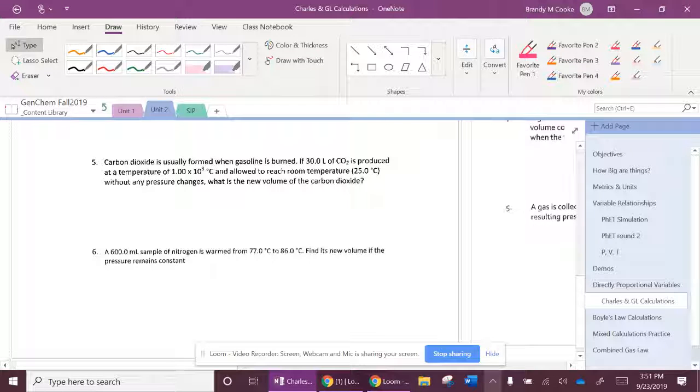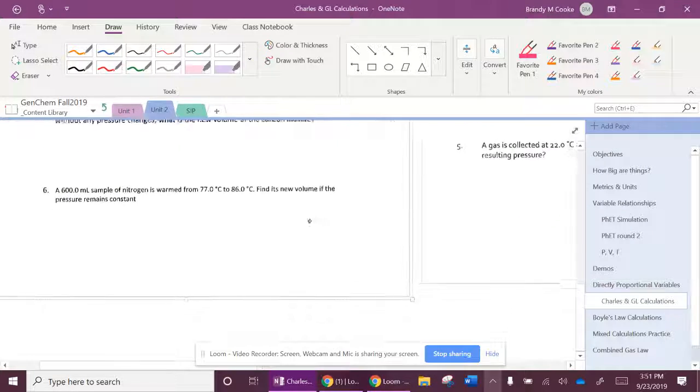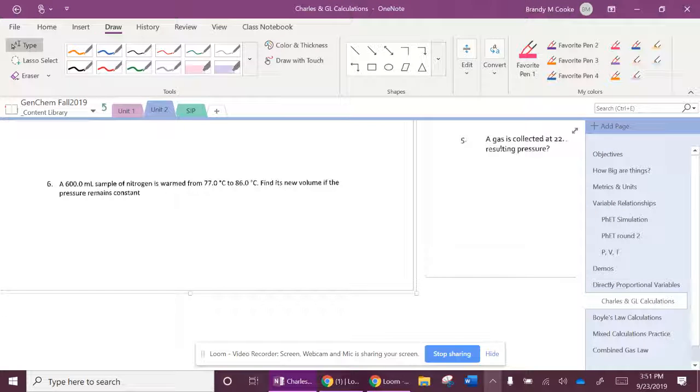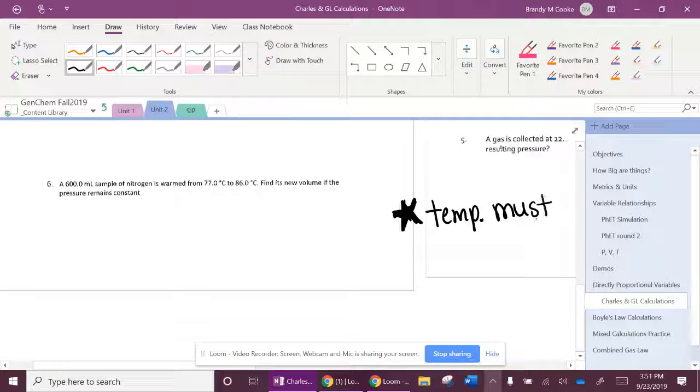Hey everyone, in this video we're going to go through some gas law calculations, specifically with Charles' and Gay-Lussac's laws. So the first thing that you need to keep in mind anytime we're doing a gas law calculation is that the temperature must always be in Kelvin. So we cannot plug numbers into the formulas unless the temperatures are in Kelvin. So I'm just going to write that off to the side here. Temperatures must be in Kelvin.